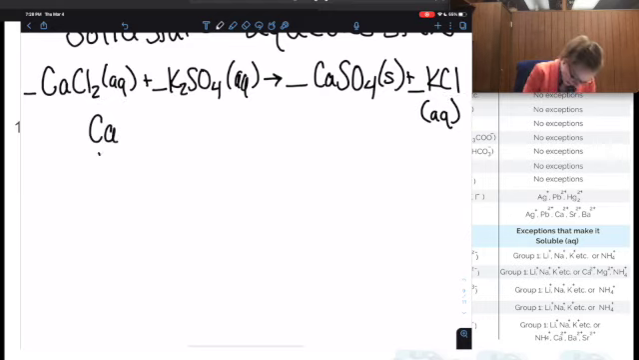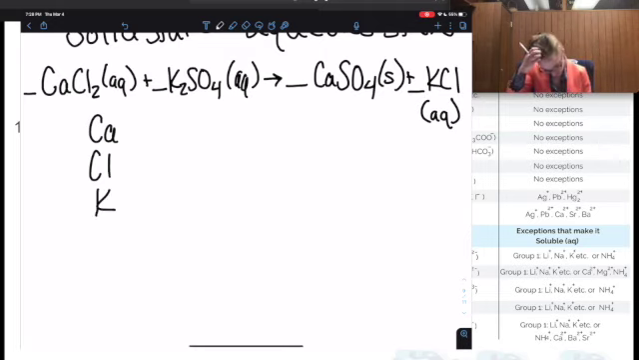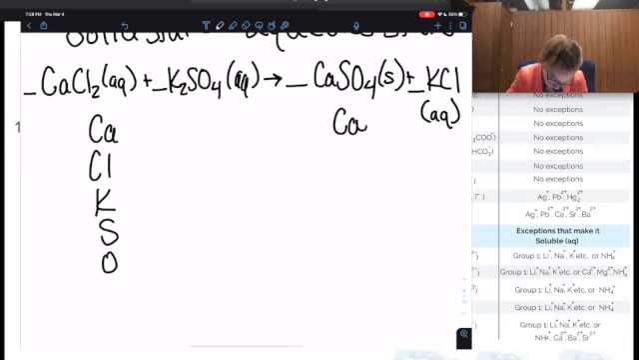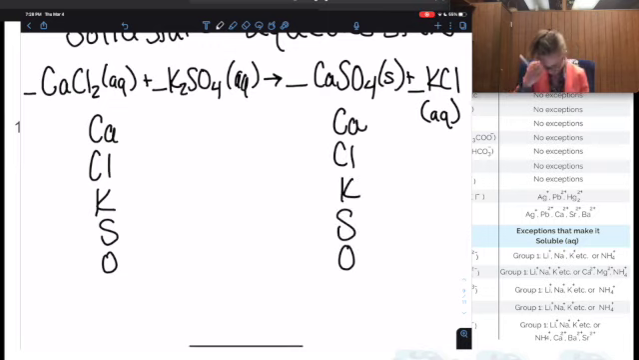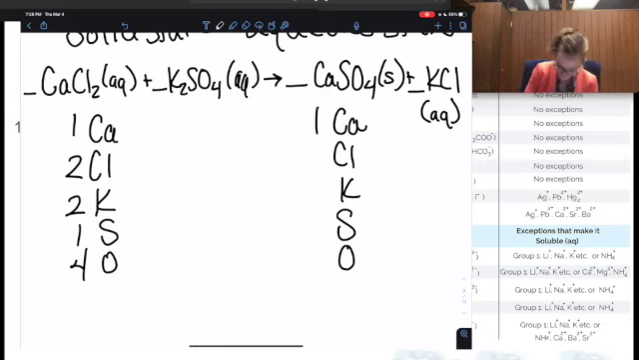So I'm going to write out each kind of element I see on both sides. Calcium, chlorine, potassium, sulfur, and oxygen. Over here we have calcium, chlorine, potassium, sulfur, and oxygen again. And now let's count them up on both sides. On the left-hand side, I have 1 calcium, 2 chlorines, 2 potassiums, 1 sulfur, 4 oxygens. On the right-hand side, I have 1 calcium, 1 chlorine, 1 potassium, 1 sulfur, 4 oxygens.